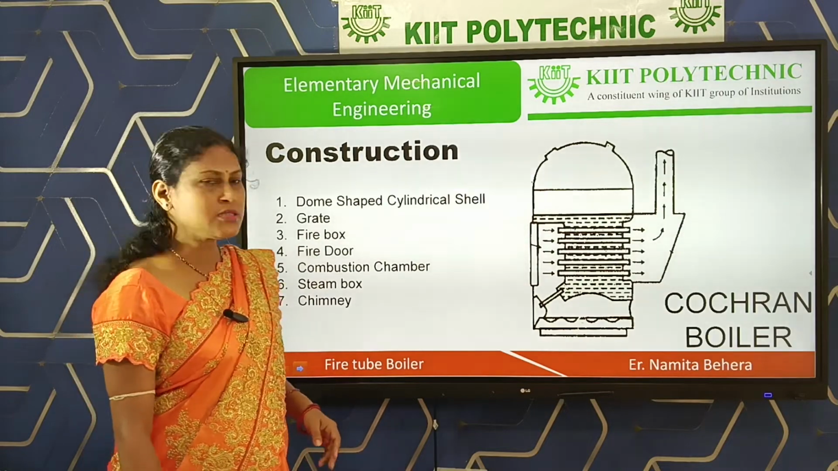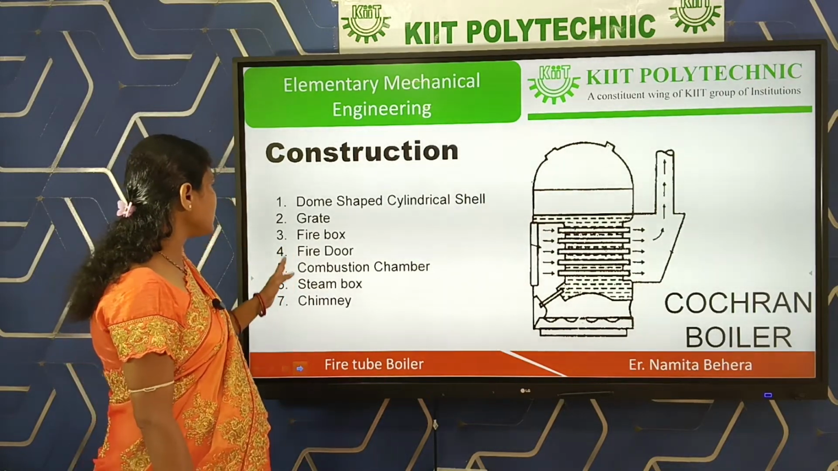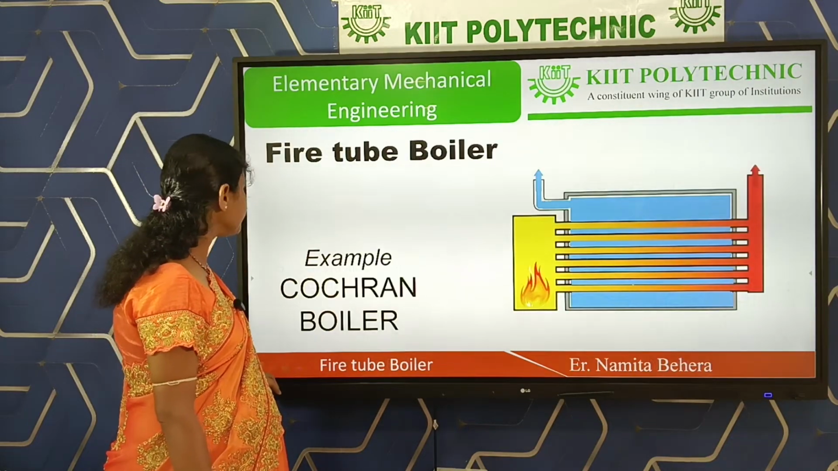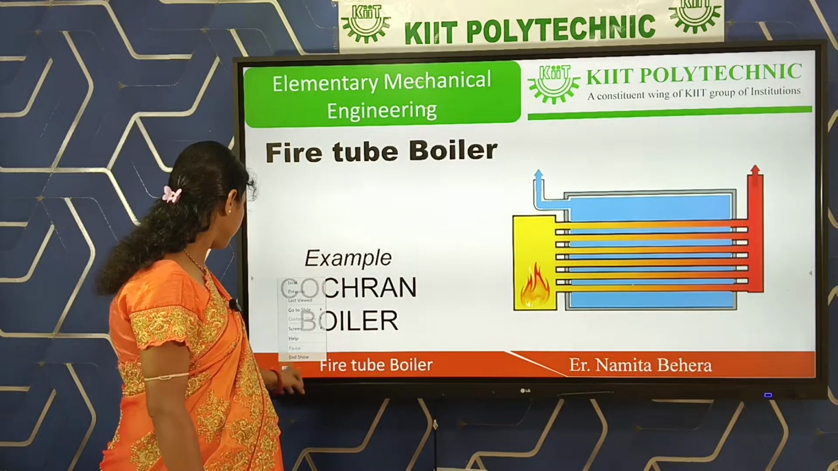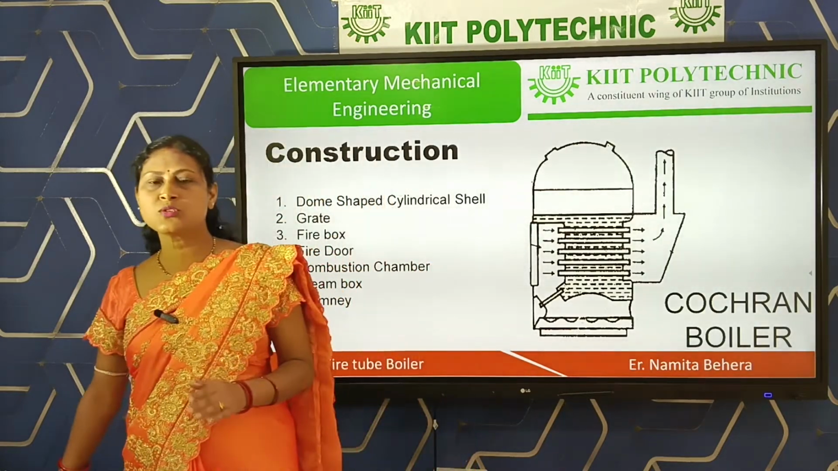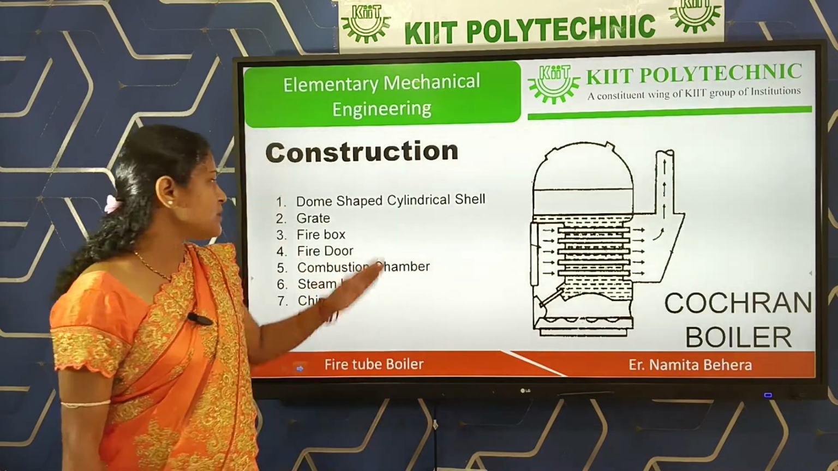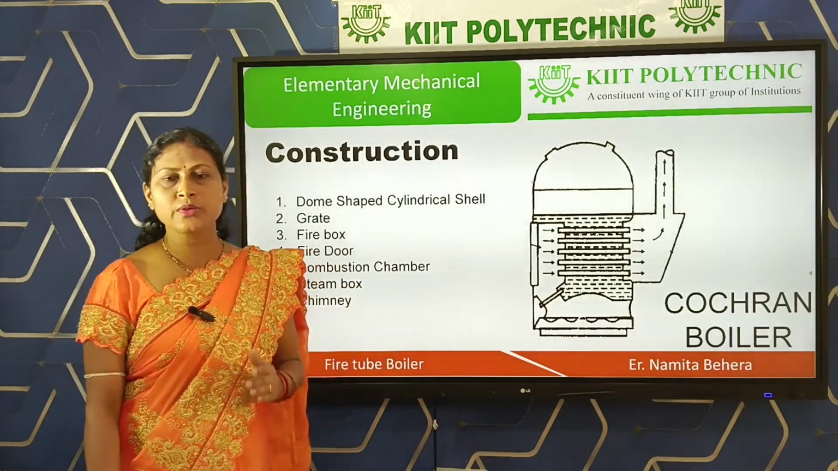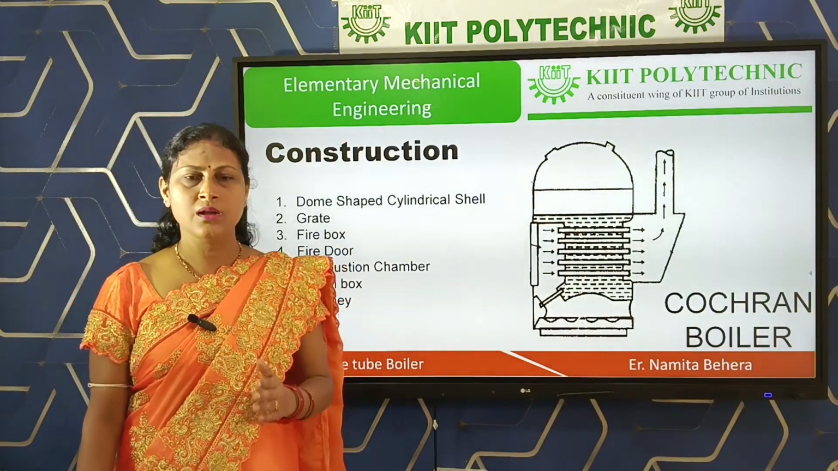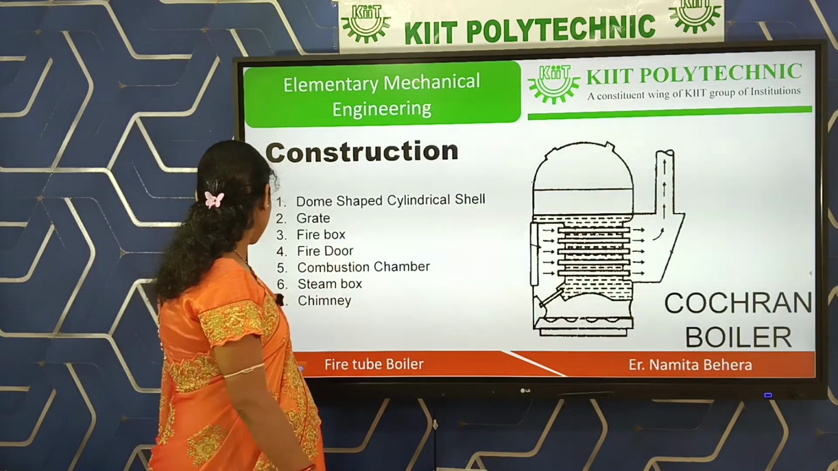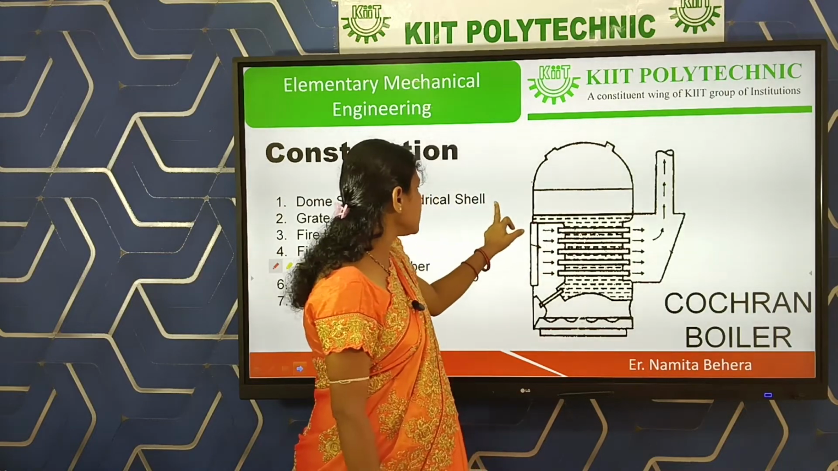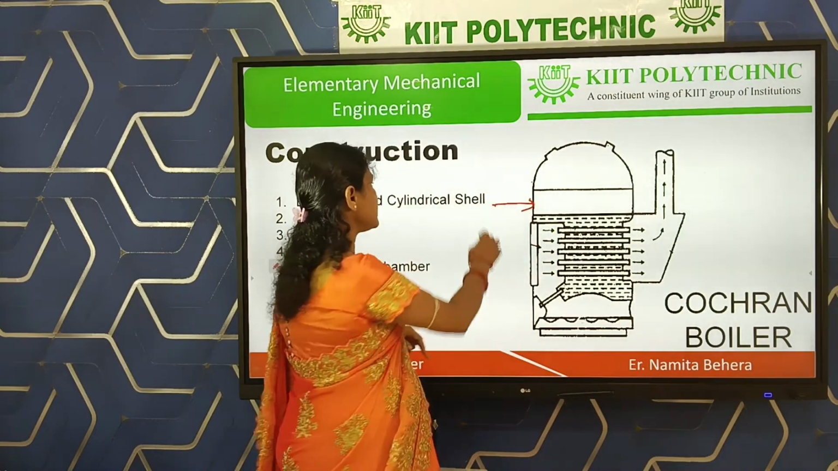The next is what is a Cochran boiler. What is the construction of the Cochran boiler? This is the construction of the Cochran boiler. The Cochran boiler is one type of fire tube boiler. What construction is required? The main characteristic of the Cochran boiler is that it is vertical. Why is it vertical? Because the shell is vertical and cylindrical in shape. This shape is called vertical, and it is a cylindrical shape.